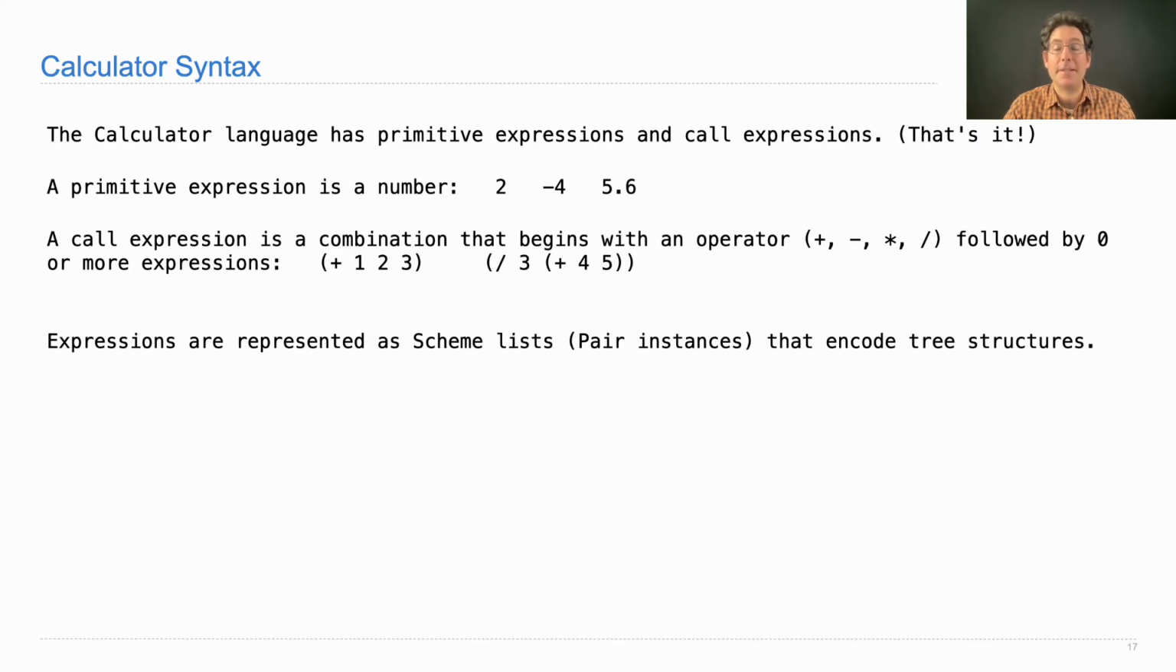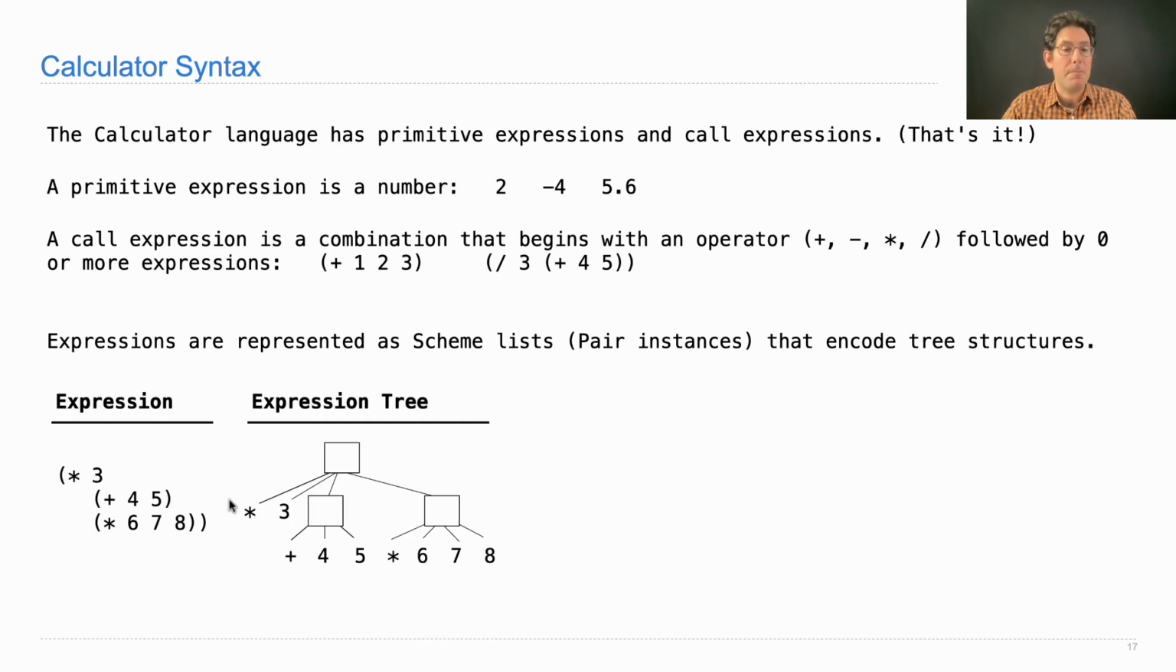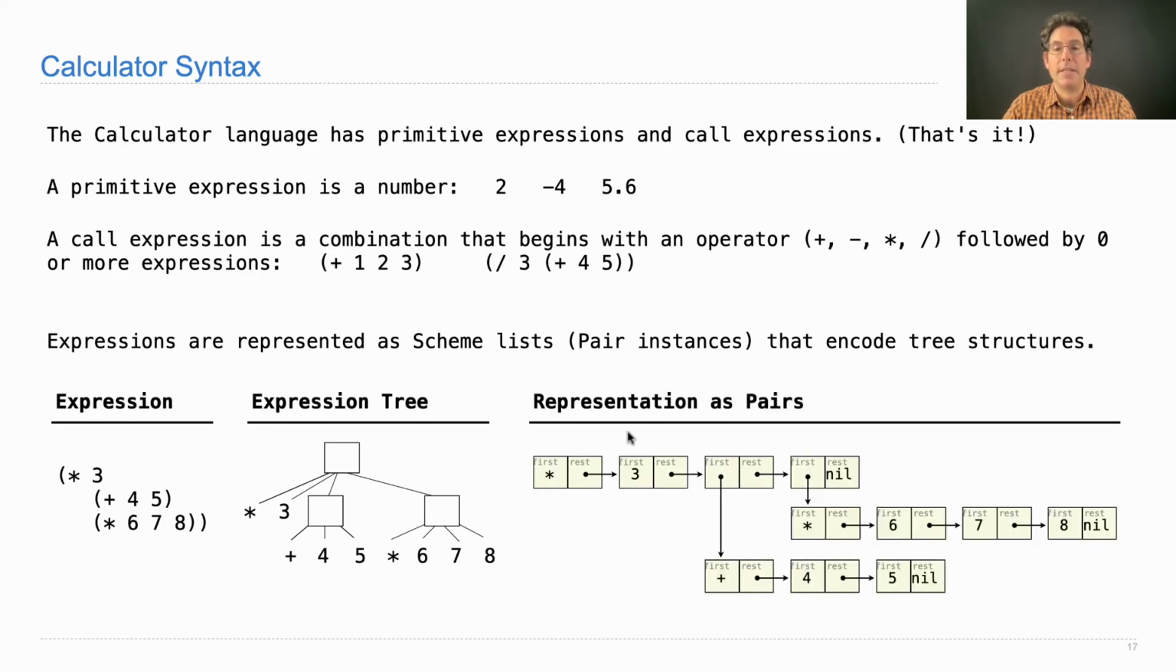Expressions are represented as scheme lists, which in Python are pair instances, and they encode the nested structure of each expression. So an expression that looks like this would be represented using an expression tree and represented in Python as pairs that have the following structure.